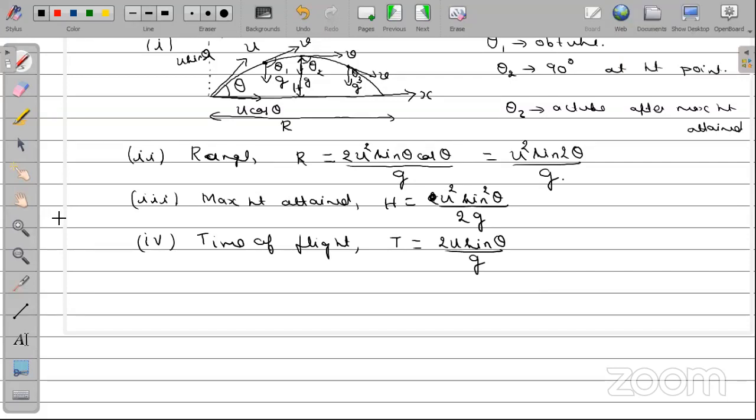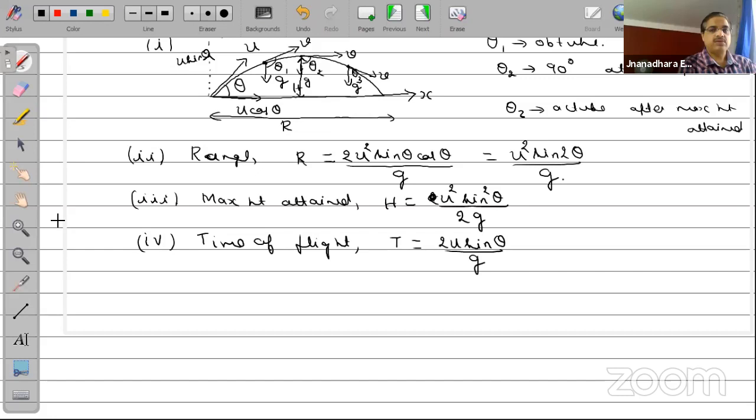Sir, that is u square, no, sir. Which one? 2u square sine theta by g. No, that's 2u sine theta by g for time of flight.